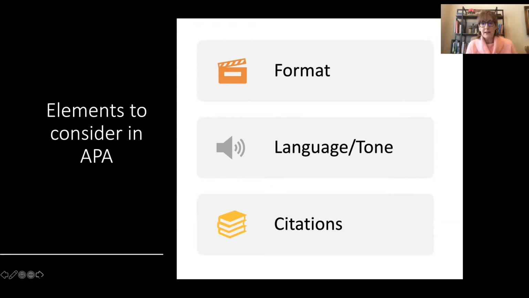There are three main things that, how I would categorize the elements to consider when you're writing APA. One is the format. We're going to look at each one of these individually, but the format, the language or tone, I call it tone, and then the citations. You know, how do you handle and document the sources that you're using? All three of these areas I tend to find challenging, the students find challenging. So I'm hoping today that, again, you'll feel very confident about what to do as we dive into it.